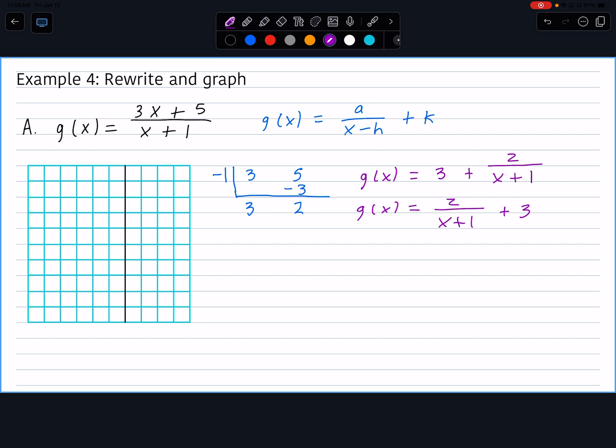So I've got our vertical asymptote at -1, our horizontal asymptote at 3. So I think this coordinate grid should work out well for me. So let's see here. Vertical asymptote at -1, horizontal asymptote at 3, 1, 2, 3.